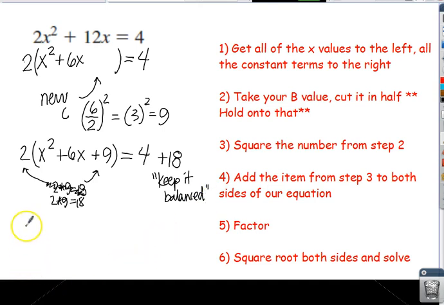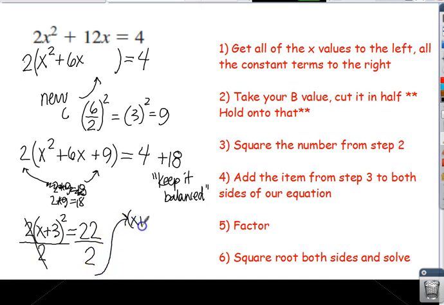So then I now have 2 times, and if I factor this, I have x plus 3 quantity squared. This is now equal to 4 plus 18, which is 22. Then you want me to solve for x, right? So now I'm going to divide both sides by 2. But I always have to be nice to the other guy and do the same. So I have quantity x plus 3 squared equals 11.